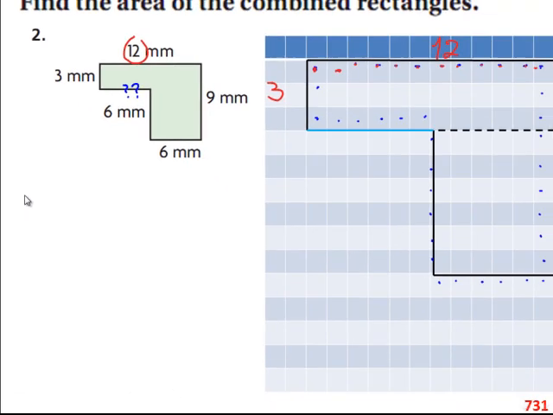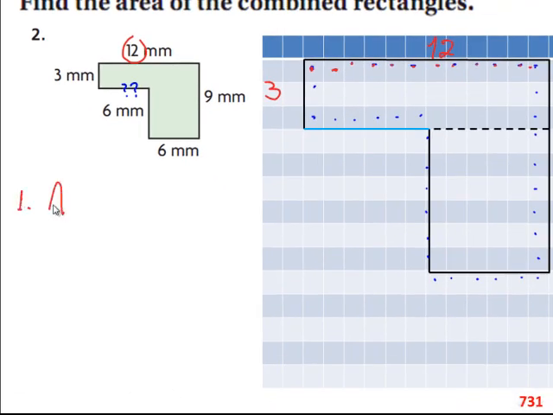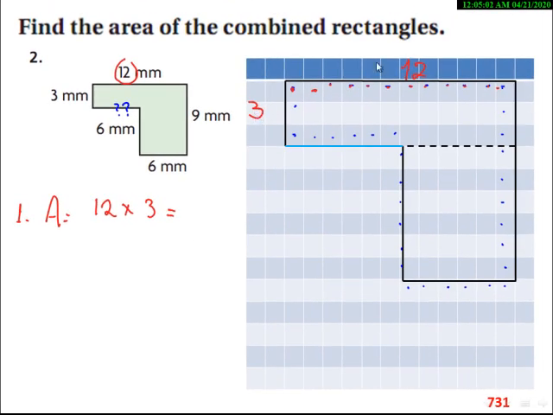Now the first area equals what? 12 multiply 3. Yes, base times height. Do you remember? Here base and here height. 12 multiply 3 equals, great job, 36. 36 square millimeters. Great, square millimeters.